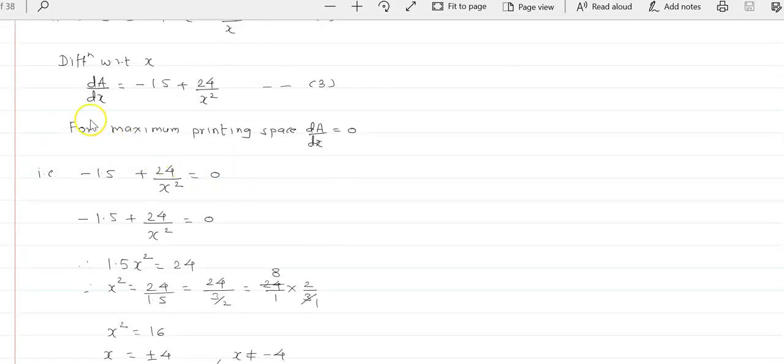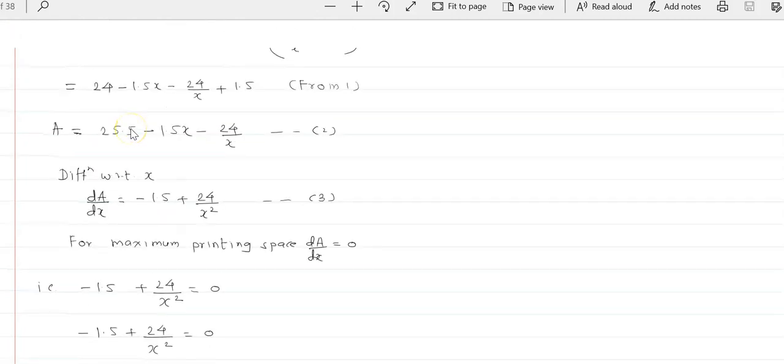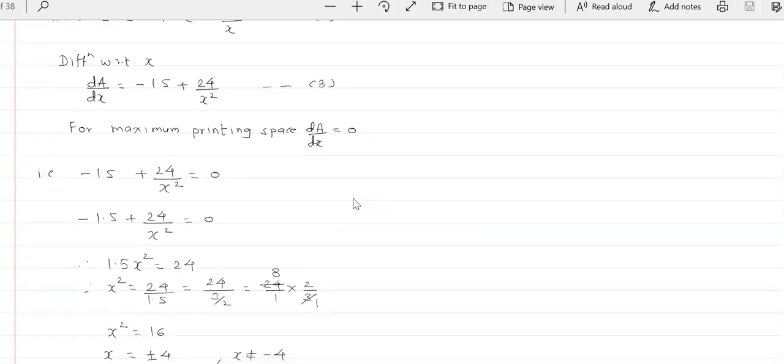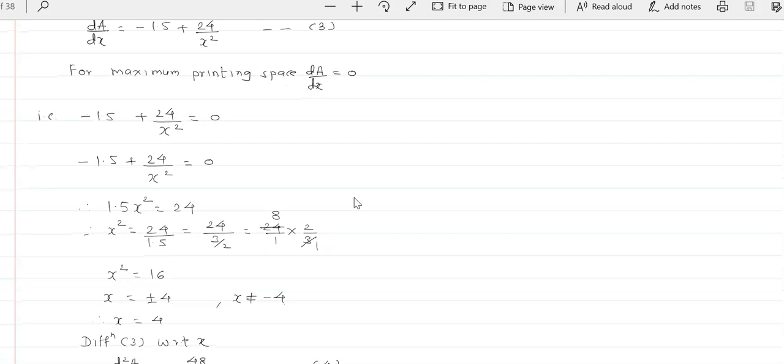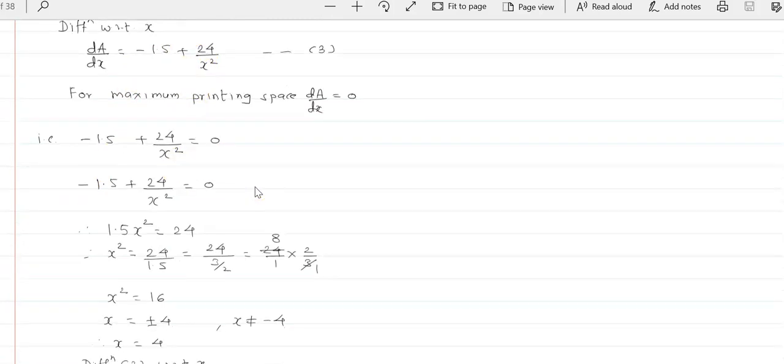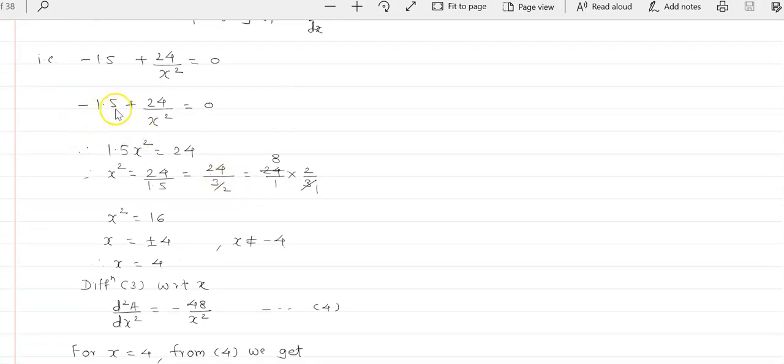Now differentiate this with respect to x. dA upon dx is minus 1.5 and minus 24 upon x, that is, plus 24 upon x square. For a maximum printing space, dA upon dx is equal to 0. That is not the maximum condition by itself, but when we want to find the values of the variable, we differentiate it and equate it to 0. Now here minus 1.5 plus 24 upon x squared is equal to 0.